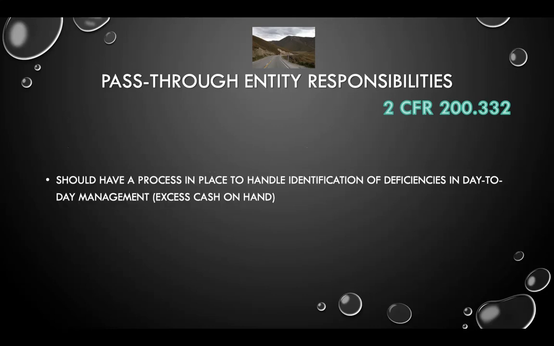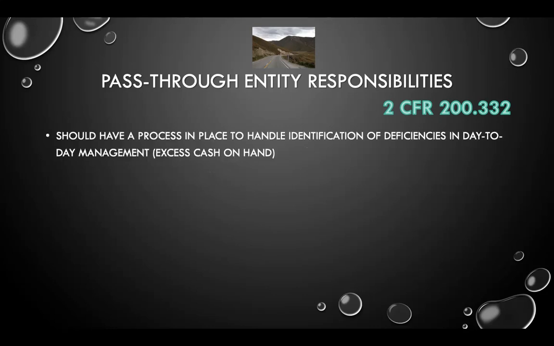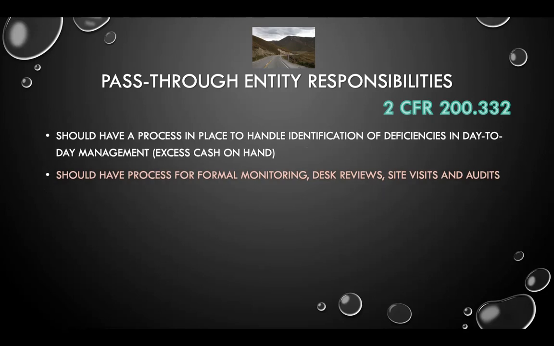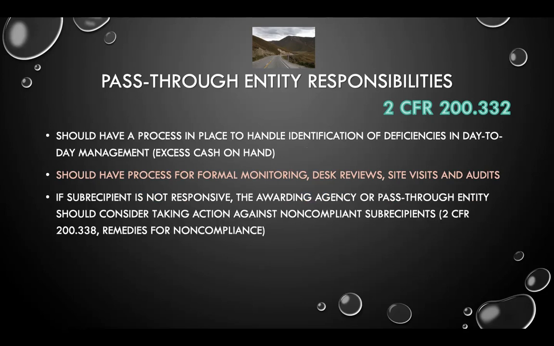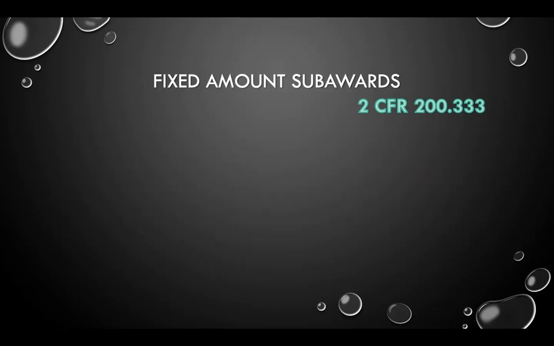Pass-through entity responsibilities outlined in 2 CFR 200.332 include that they should have a process in place to handle identification of deficiencies in day-to-day management, for instance, excess cash on hand. They should have a process for formal monitoring, desk reviews, site visits, and audits. If a subrecipient is not responsive, the awarding agency or pass-through entity should consider taking action against non-compliant subrecipients. 2 CFR 200.338 talks about remedies for non-compliance.